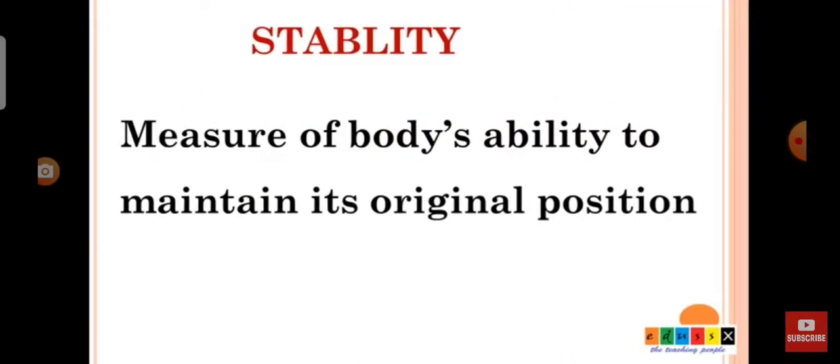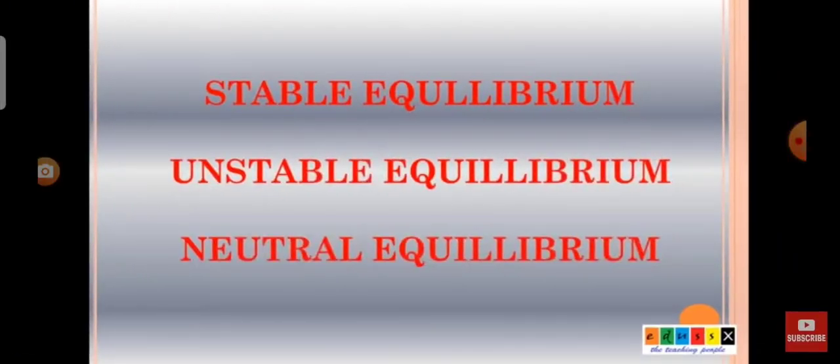Now we see about the stability. Measure of body's ability to maintain its original position is known as stability. Now we see about the types of stability. There are three types of stability. One is stable equilibrium, the other one is the unstable equilibrium, and the last one is the neutral equilibrium.